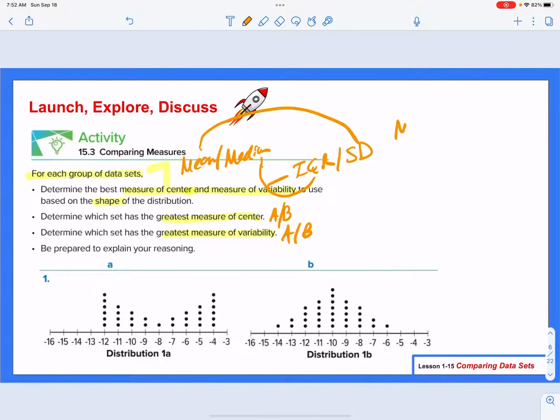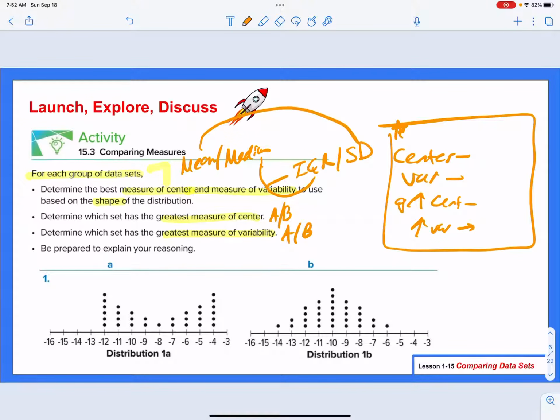Okay, so you're going to have 3 answers to each one, basically, or 4 answers, okay? You have your measure of center, you're going to have your variability, and then you're going to have the greatest or the largest center, and then you're going to have the largest variability, okay? So those are the 4 things we're going to be trying to find out in each of the 7 data sets.